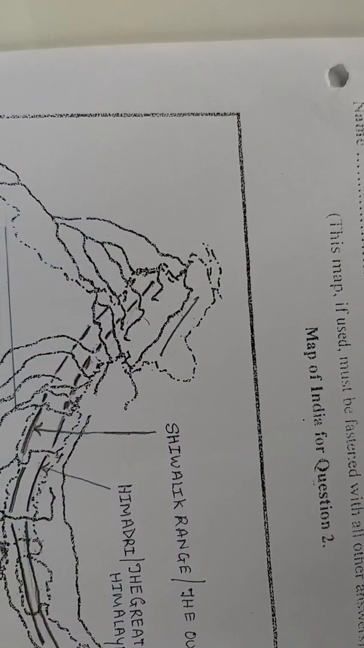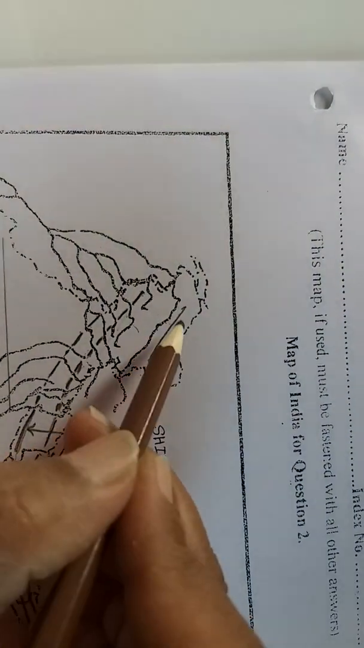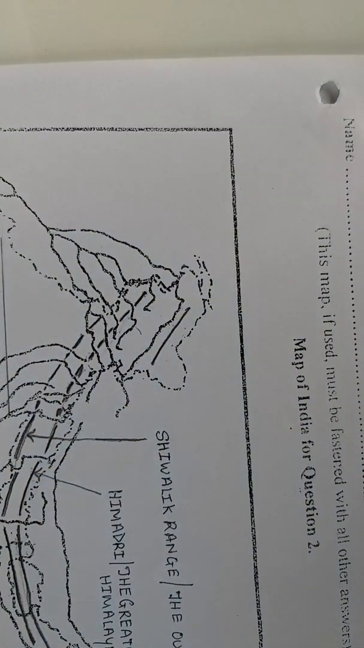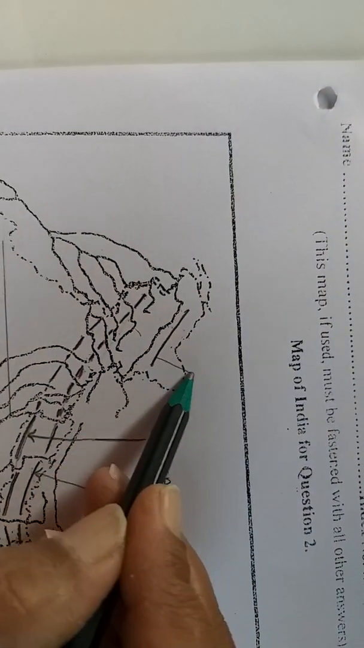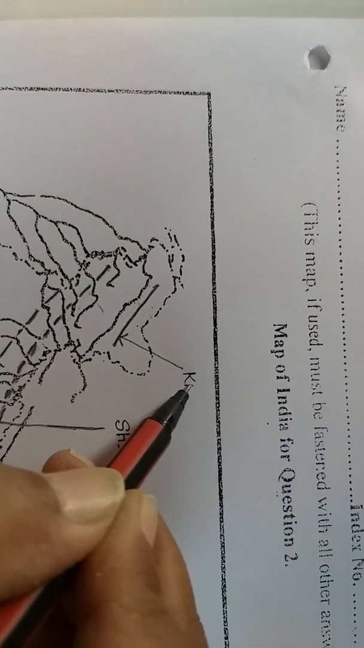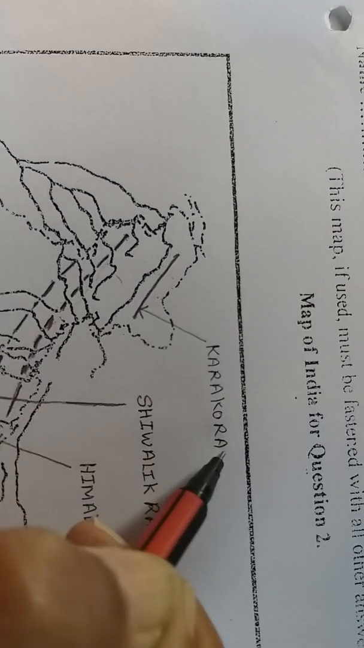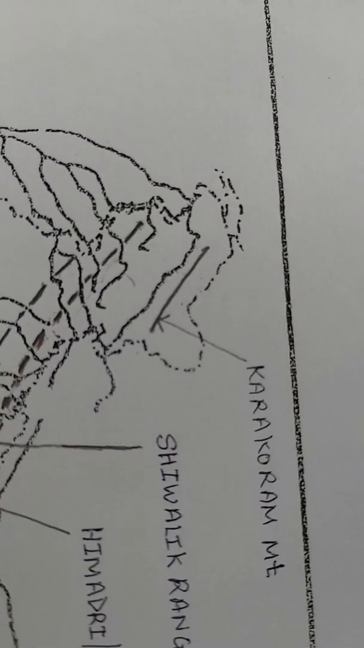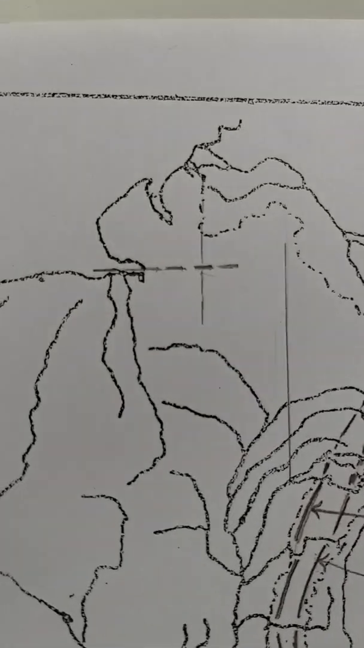Now let's overwrite the mountain with the brown pencil and then label it. This is Karakoram mountain. I hope you have understood, right? Now let's go to Aravalli mountain.